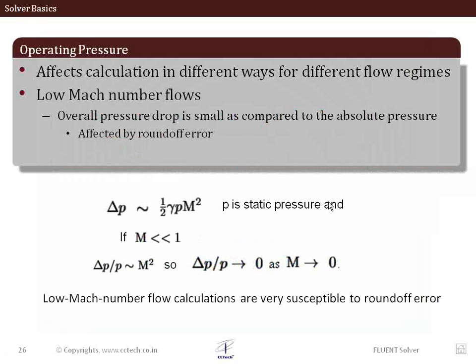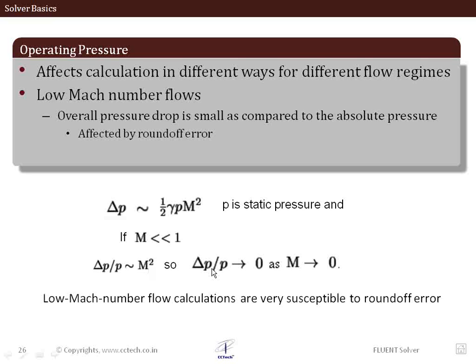Let's concentrate a bit more on the operating pressure. What is the significance of the operating pressure? The operating pressure is especially important if I'm dealing with low Mach number compressible flows, because, of this isentropic relationship, they are very susceptible to round off errors. So you get a term something like delta P upon P, which scales by Mach number square, and especially if it's a low Mach number, this quantity scales to a very low value.